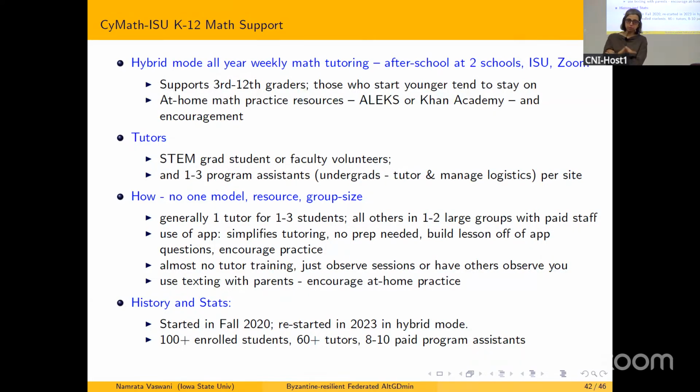And then we also provide at-home math resources, which in the US context is an app, but it could be different for wherever it's run. The tutors are STEM graduate student and faculty volunteers primarily, and then 1 to 3 undergraduate program assistants for each site who manage the logistics and tutor. And they're often math majors, education majors, math education majors, wanting to be future teachers or not wanting to be future teachers. They just enjoy working with kids.